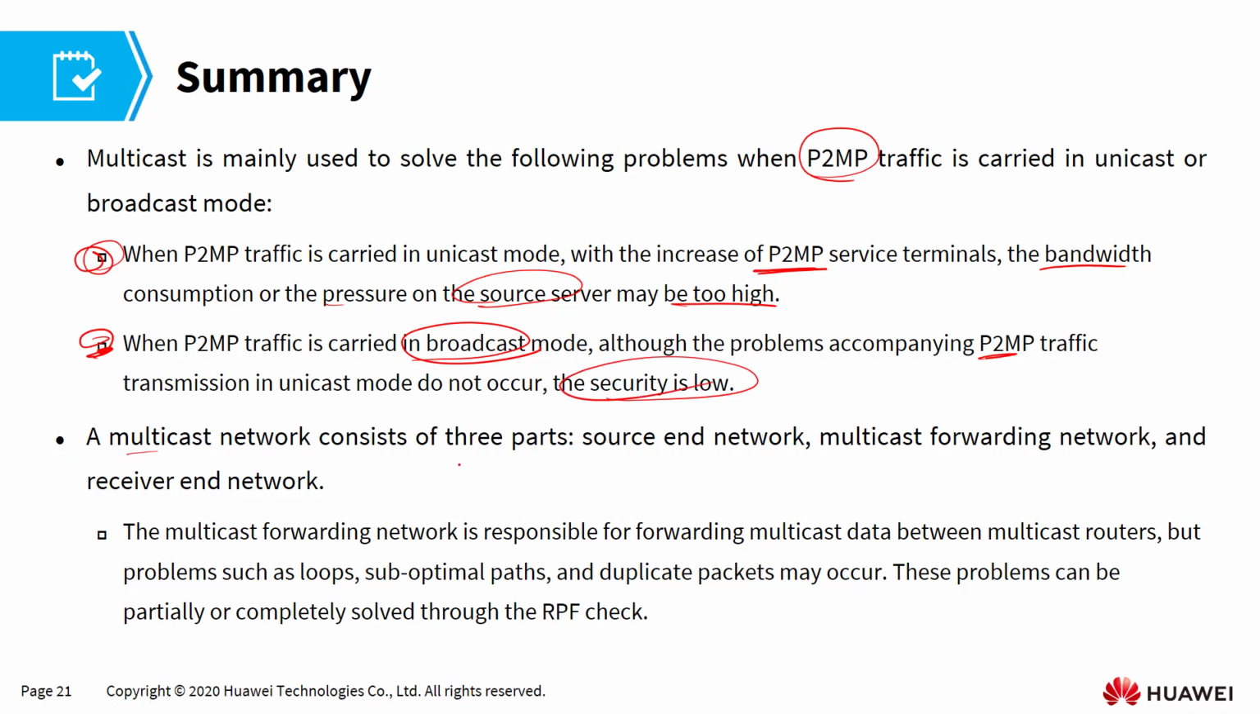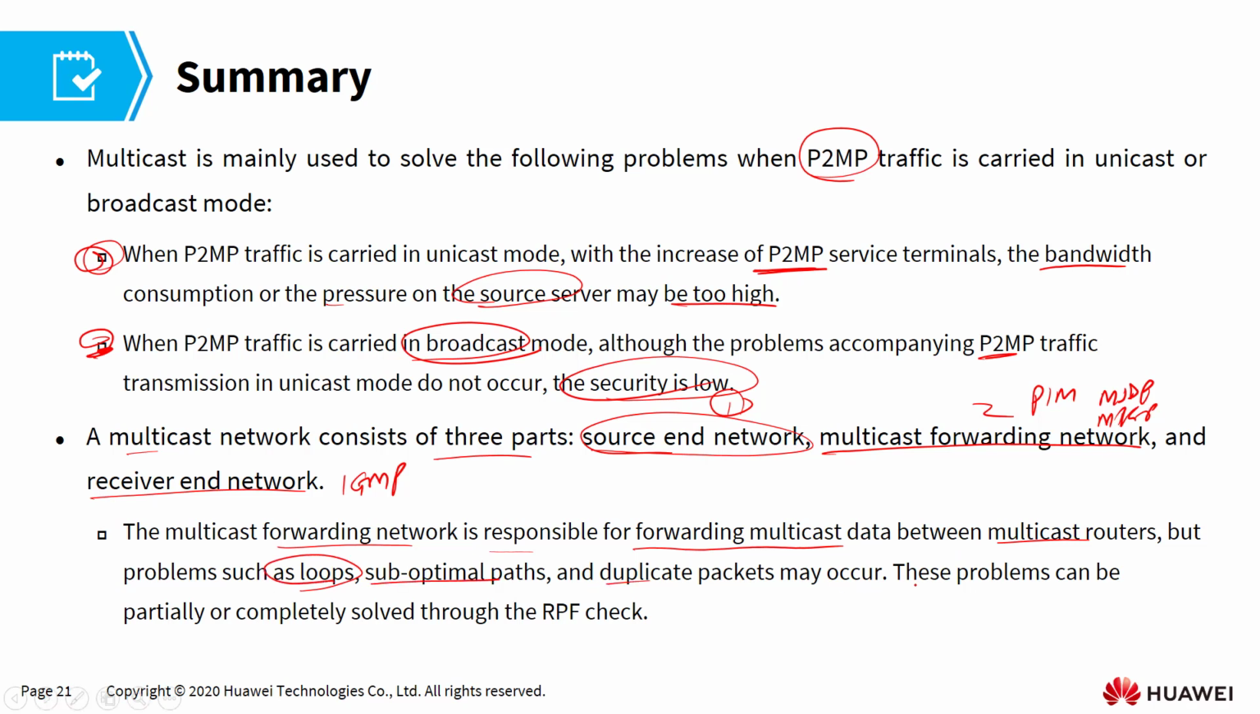A multicast network consists of three parts: the source end network, the multicast forwarding network, and the receiver end network. The receiver end network will use protocols such as IGMP. The multicast forwarding network will use protocols such as PIM, MSDP, and MBGP. The multicast forwarding network is responsible for forwarding multicast data between multicast routers, but problems such as loops, suboptimal paths, and duplicate packets may occur. These problems can be partially or completely solved using the reverse path forwarding check.